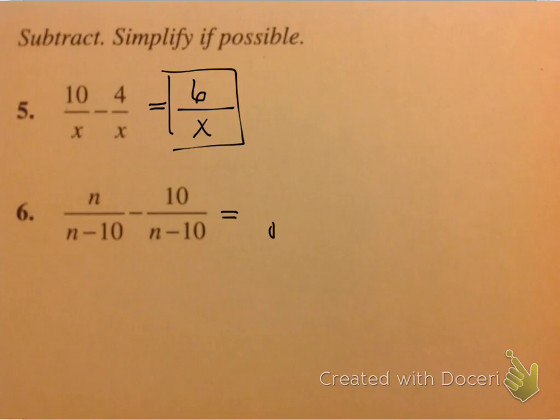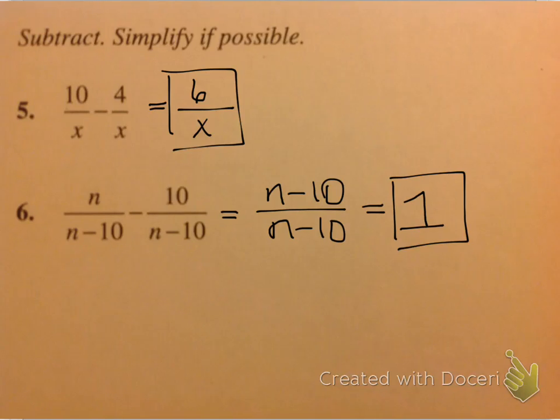This one, my denominator is n minus 10. When I subtract my numerators, I have n minus 10. And since n minus 10 would cancel with n minus 10, we are left with an answer of 1.